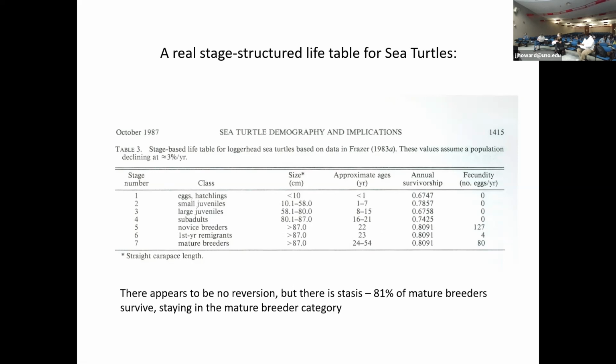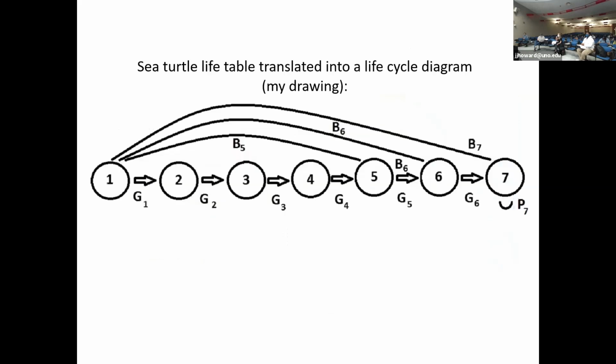Now, what would the life cycle diagram look like? You know, the balls and arrows. Well, I'm going to hand draw you one. And it looks like this. So it doesn't look like the adults that are reproducing go back. They tend to stay in that stage once they reach the mature breeder situation. So there's stasis. So there's a probability that adults will come back as mature breeding adults and breed at this rate, B7. So here's eggs and hatchlings, small juveniles, large juveniles, subadults.